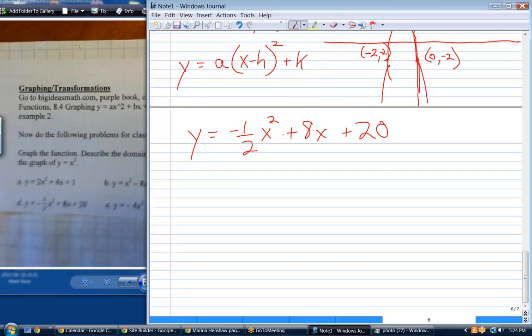Okay, so how do we get this function into that format? What method are we going to use? What's it called? How do we get this quadratic function into the vertex format? There's a technique you have to use. Completing the square. Oh yeah, completing the square. So how do I complete the square here?